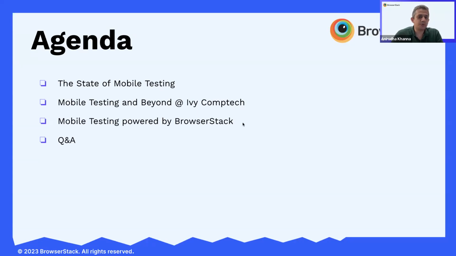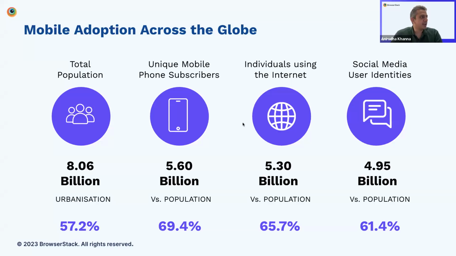Now, let's get into the state of mobile testing. One of the most interesting things that's been happening, and I think everyone here knows, is that mobile adoption has grown drastically over the last couple of years. Our population has increased by about 1% year over year, but mobile subscribers are increasing by roughly 3% year over year, and this is only going to keep growing. As more and more people come online, it's a lot easier for folks to get mobile phones and smartphones today compared to a couple of years back.